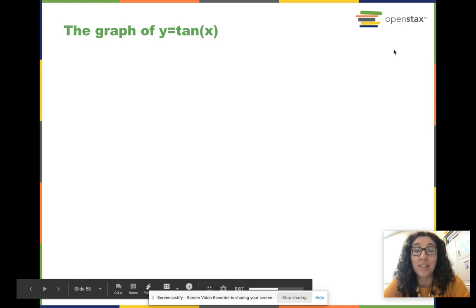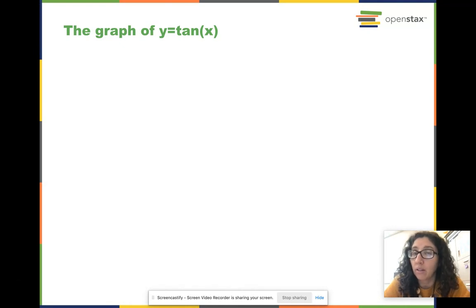Okay, so we've talked about the graphs of sine and cosine, which are by far the most important graphs for trig functions. However, we need to figure out these graphs for the other ones. So let's start with tangent. Let's make some observations or just remember some things about tangent to start with.